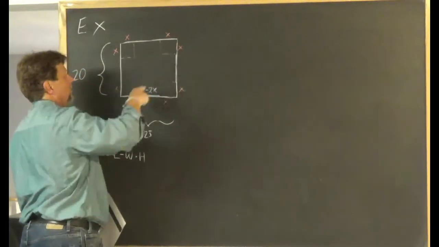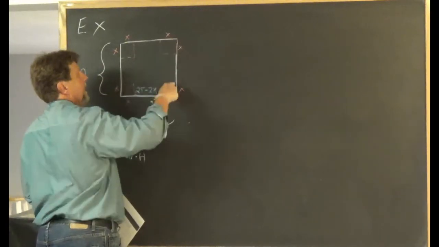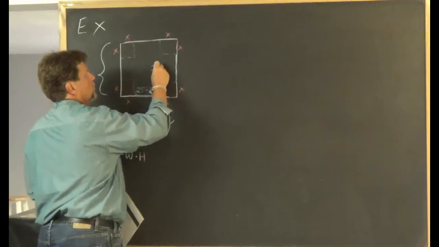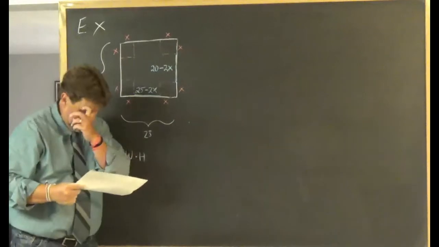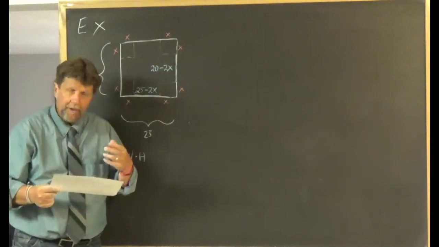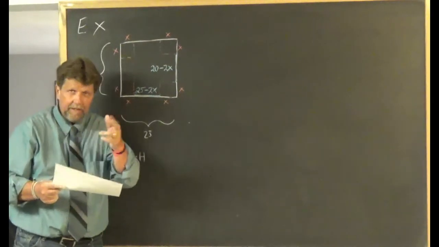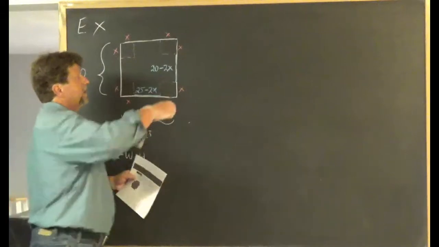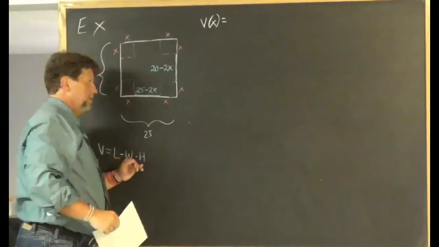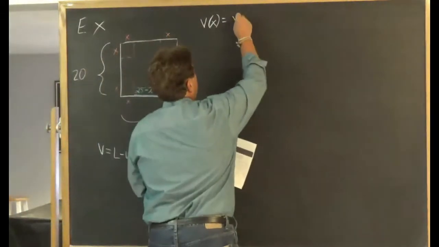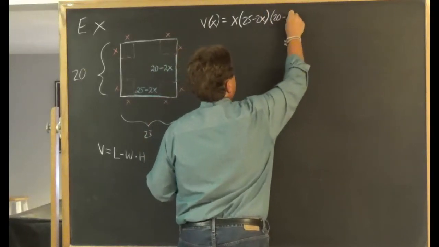Similarly, this side, well, we know it's 20. So this would be 20 minus x minus x, 20 minus 2x. So I think now I can write down the volume of the box as a function of x. X is going to be the size of the cut that's made. So let me write that down. Volume is a function of x. Length times width times height: x times 25 minus 2x times 20 minus 2x.